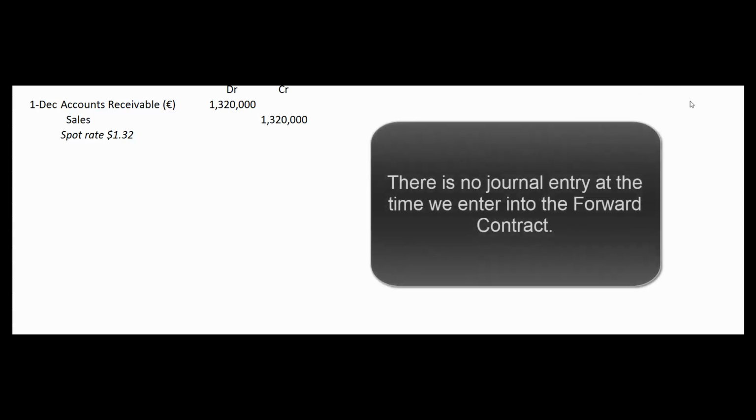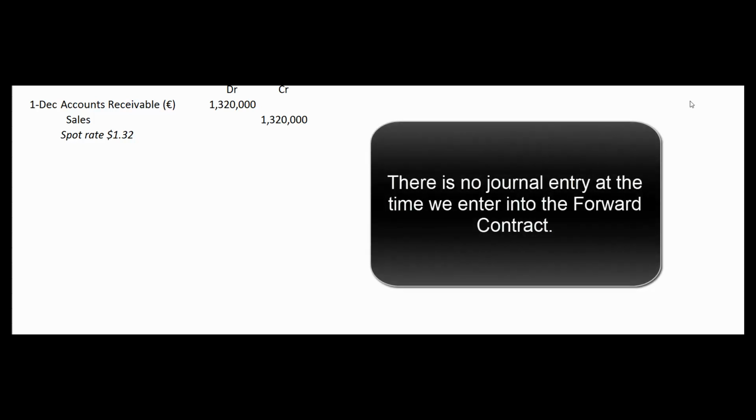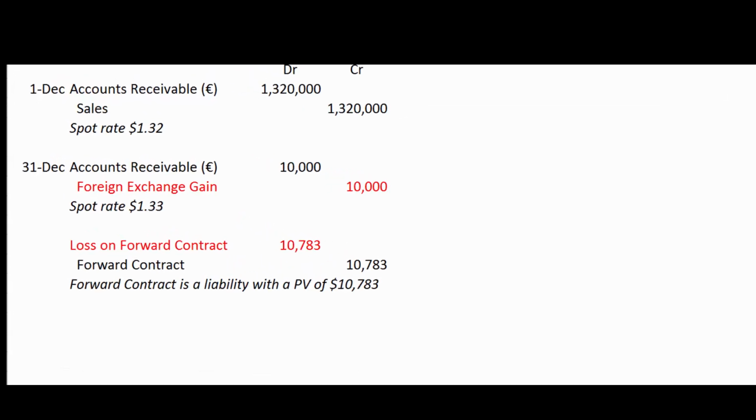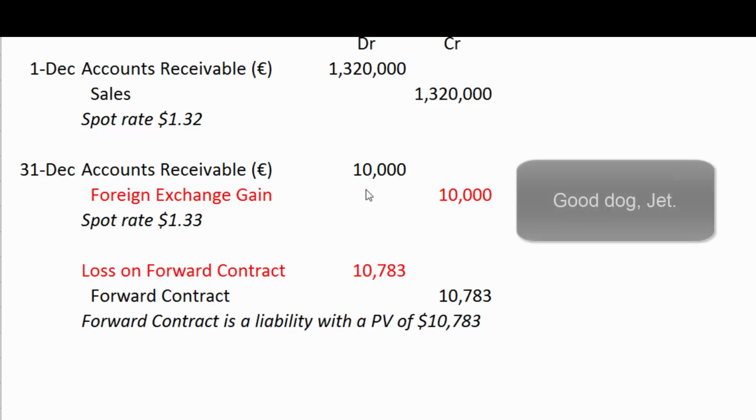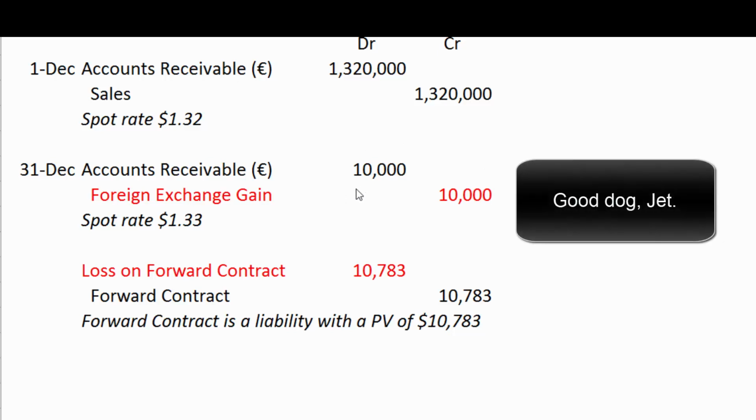There's nothing to book for the forward contract. It's an executory contract. And all we're doing is saying we'll exchange €1,000,000 with you for $1,305,000 US dollars 90 days from now. We get to December 31st, and it's time to mark the underlying transaction to market. The spot rate has gone up. When I have an account receivable designated in a foreign currency, I want it to get stronger, and that's what's happened here. So I've got that $10,000 FX gain.